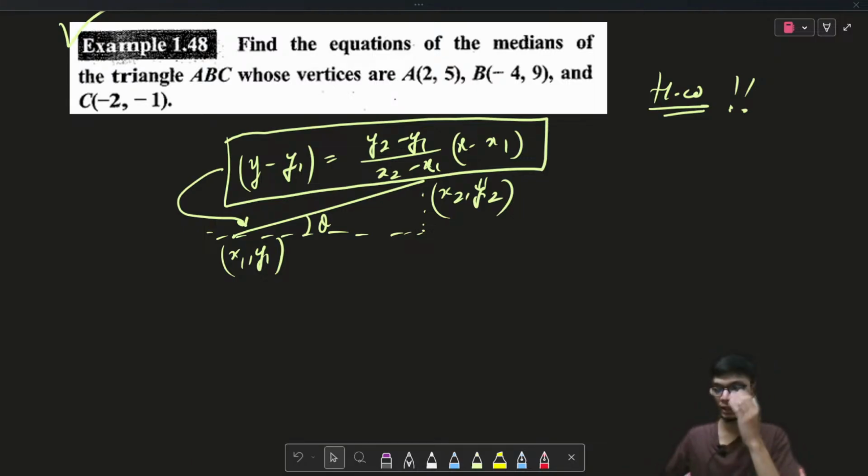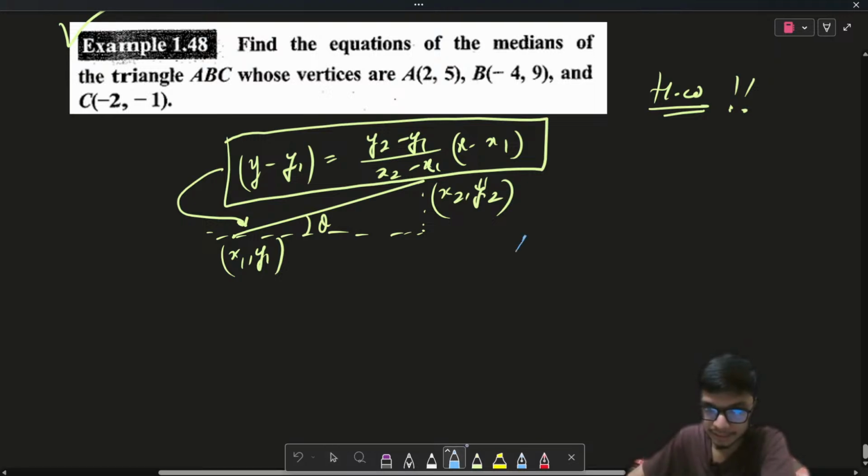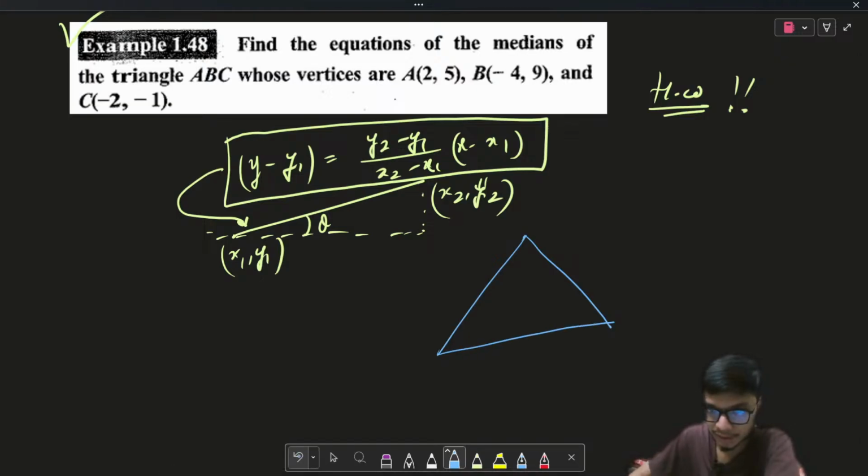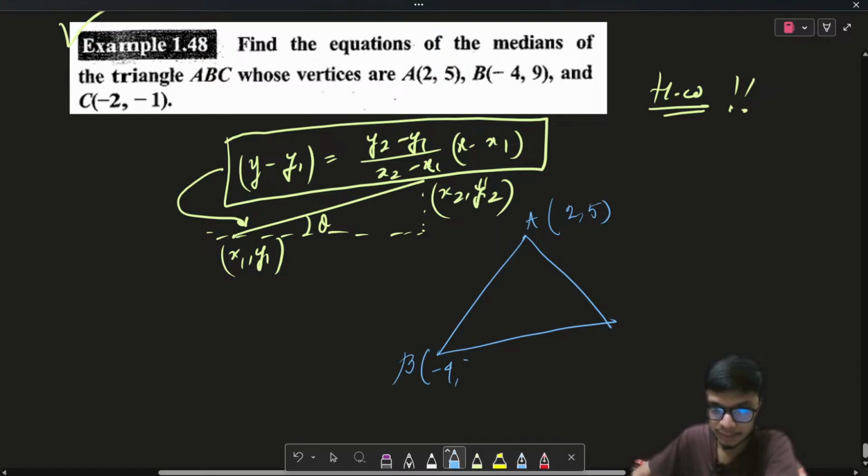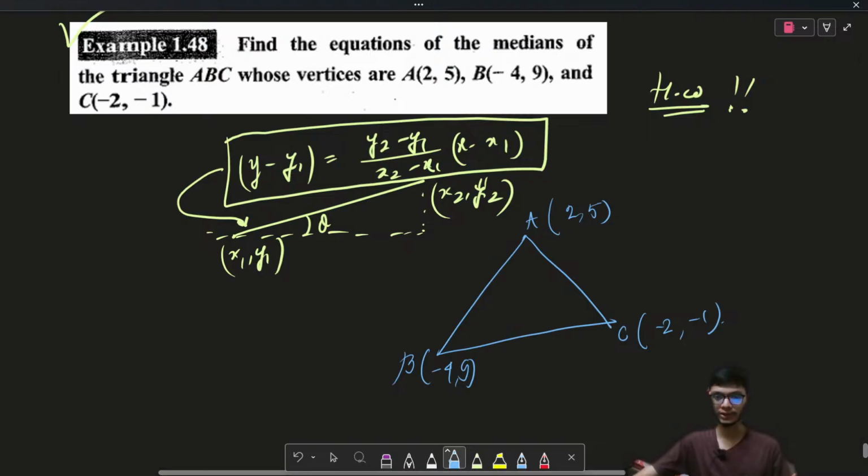Okay, so let us see how we shall proceed with this question. We have been provided the coordinates of the vertices of the triangle, right? Point A is given as 2 comma 5, point B is given as minus 4 comma 9, and point C is given as minus 2 comma minus 9. What you have to do is first find the midpoints of all these sides. I'm calling the midpoints of these sides point D, point E, and point F, right?